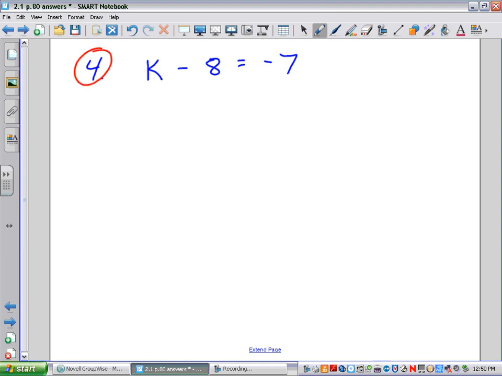Number 4, k minus 8 equals negative 7. In other words, what number minus 8 gives you an answer of negative 7? Now this is a difficult one, probably one you may be able to do in your head, but may not. So let's solve it algebraically. You should notice that I want to add 8 to both sides. That way, they're opposite and I can X it out. So I must also add 8 to this side. I bring down my k.